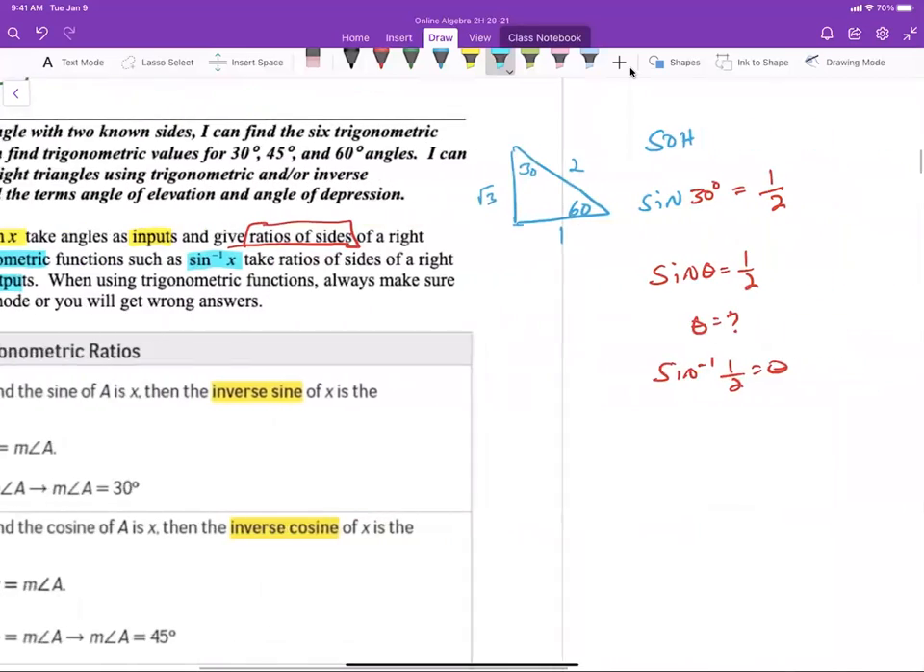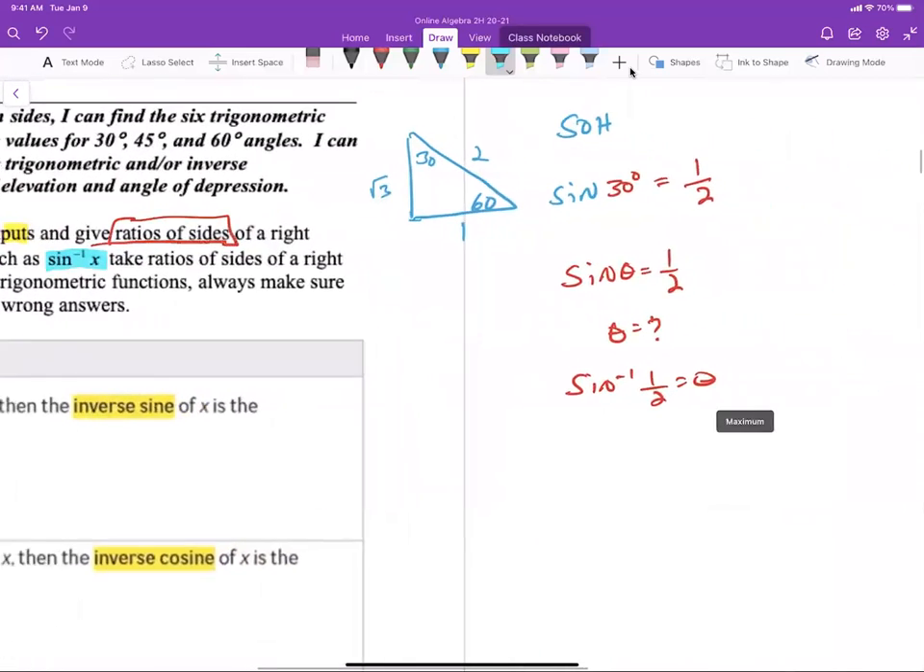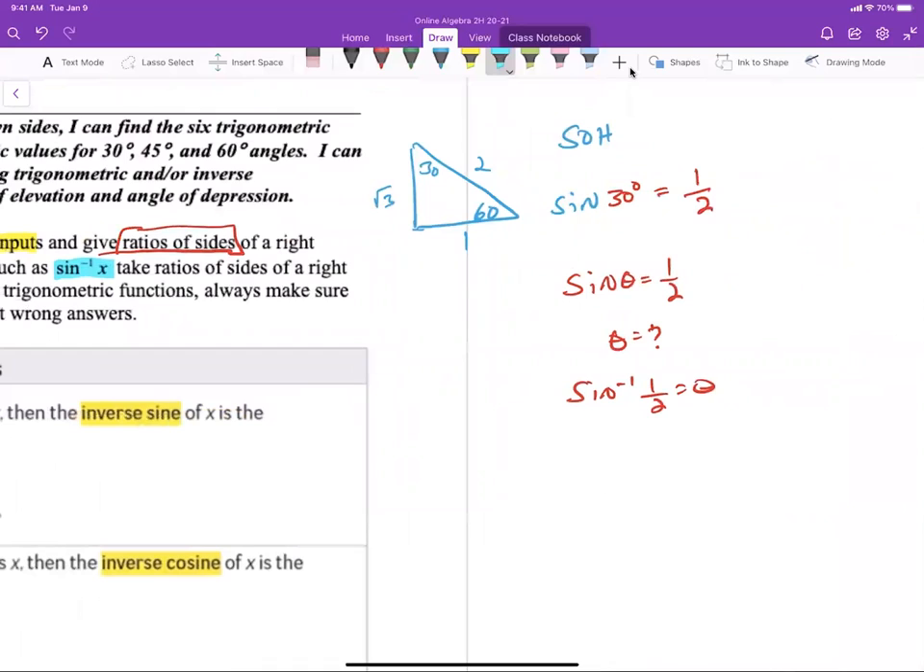So let me give you an example. Here's a 30, 60, 90 triangle. I've labeled all the sides. I have 1 across from 30, square root of 3 across from 60, and 2 is my hypotenuse. So, for example, if I had the sine of 30 degrees, I know that that is the opposite over the hypotenuse, 1/2. Well, let's pretend that I didn't know the angle 30 degrees.